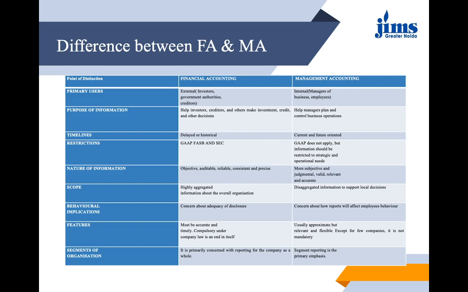Further, the next point of distinction is timelines. If you see, financial accounting is based on past records. It's delayed or historical in nature. Whereas management accounting is either current or futuristic. Either we take decisions for the current situation or for the future expansion and other strategies.